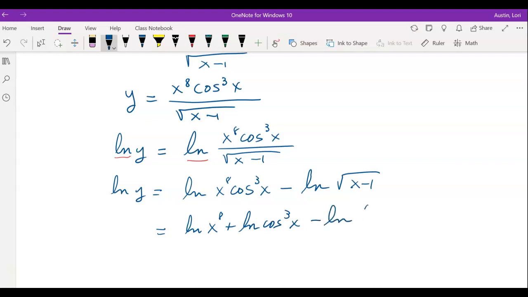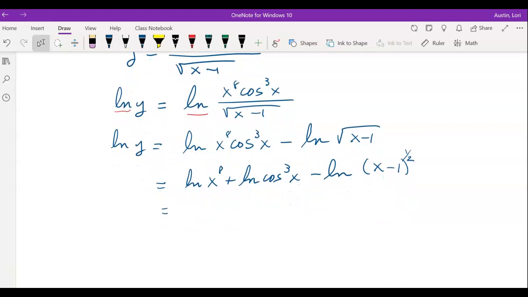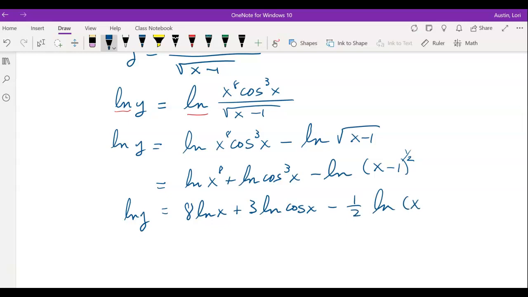I'm going to make one little switch here and state that the square root of x minus 1 is the same as x minus 1 to the 1/2 power. I'll then remove my powers. Remember, it's still ln y on the left. So I have 8 ln x plus 3 ln cosine x minus 1/2 ln of x minus 1. I've expanded this particular log out as far as I can go.